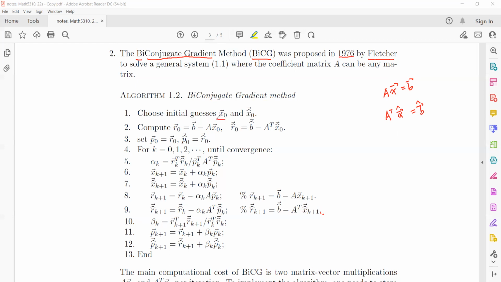Arbitrarily take an initial guess x0 for this linear system and x hat 0 for this linear system, and then run the following. Again, there are 2 main operations: the inner product, and matrix vector multiplication. You need to compute A transpose times a vector, and also A times a vector. So inner product and matrix vector multiplication. That's it. 2 main operations.